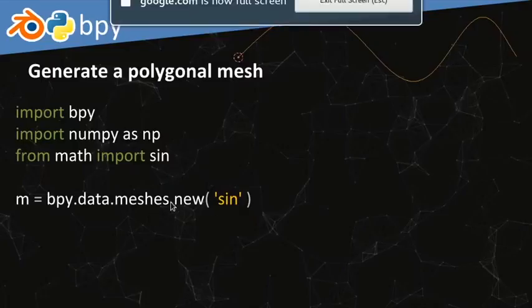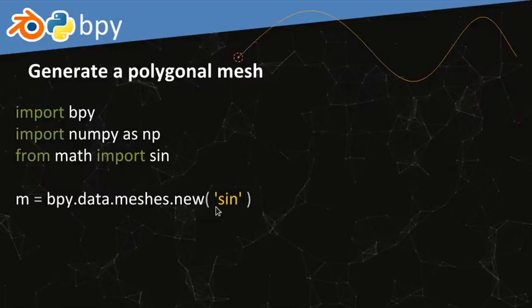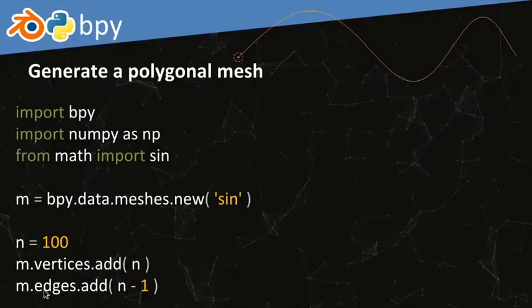And we have a new function to create a new mesh, and it returns that mesh to this reference m. Now we have 100 vertices that we want to create, so we access the mesh within m and go to the vertices collection. Because it's a mesh, it already has a vertices collection, and we call the add method with the number 100 to add 100 new vertices. Then we also want to add edges, but in this kind of line, we need one less edge than the number of vertices, or n-1. So we create 99 edges for the 100 vertices that we have.